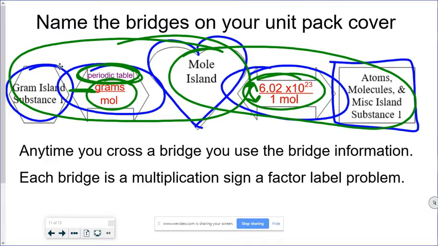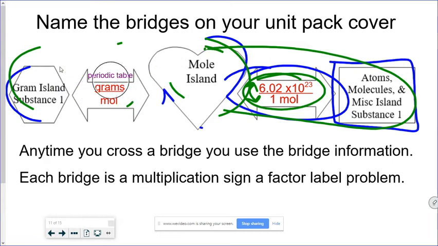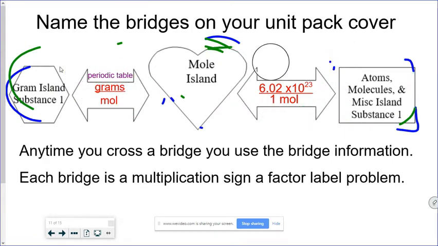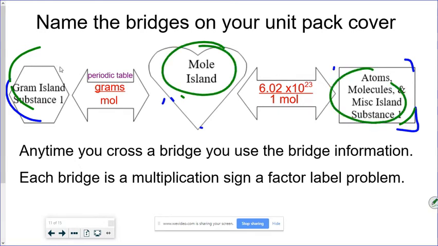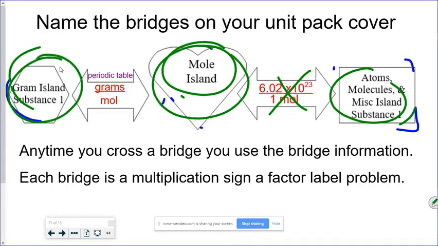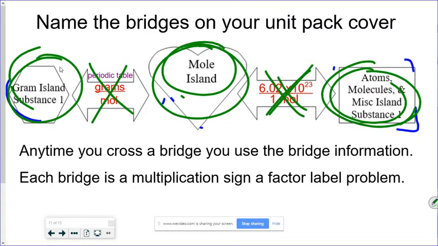Every time you go across a bridge in a problem, it is a multiplication sign. So if I go across a bridge, if I go from here to here, I'm going to have 1 multiplication sign in my problem. If I go from here to here to here, I'm going to have 1 multiplication sign there and 1 multiplication sign there. So it kind of sets up my problem for me.